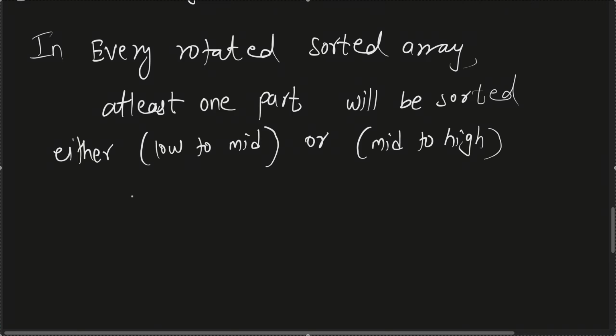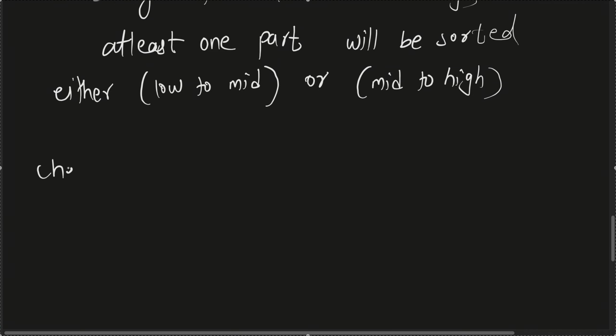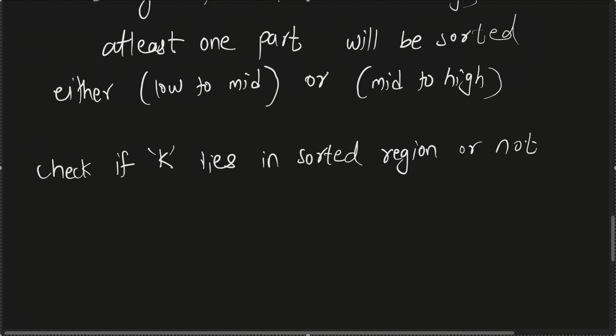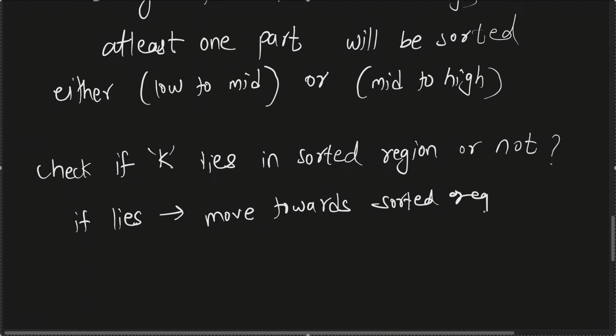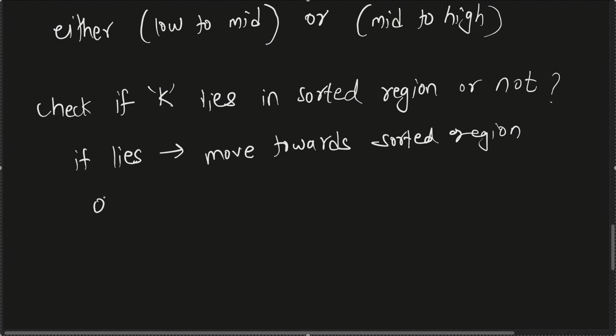So what we have to do is check for k, that is, what we want to search. We have to check whether k lies in this sorted region or not, right? If it lies there, then what action will we take? We will move towards that sorted region. Otherwise, we will move in the opposite direction.